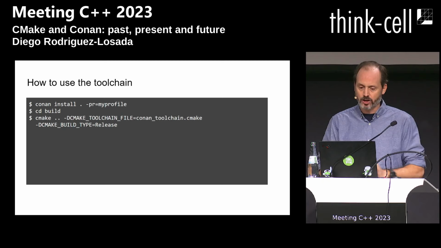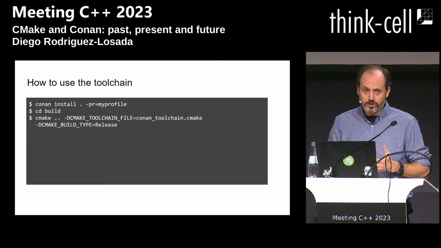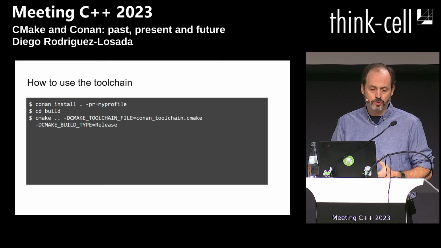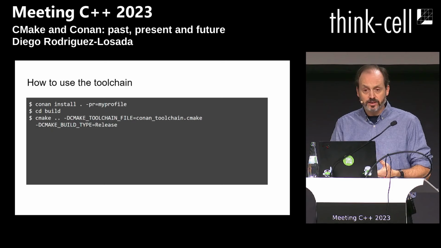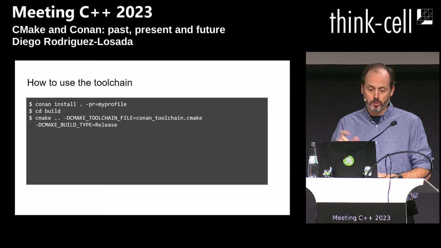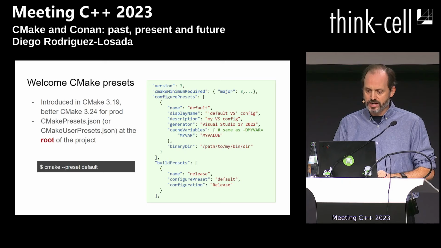How to use a toolchain? If you haven't used a toolchain before, a toolchain is just a command line argument for CMake. So you call, in this case, conan install. It will install the dependencies. It will create the conan_toolchain.cmake file. And then you can pass to CMake the CMake toolchain file. If you are in a single configuration, you will pass the CMake build type. If you are not in a single configuration, you will not pass the CMake build type. And then this will create your project. And it will work.